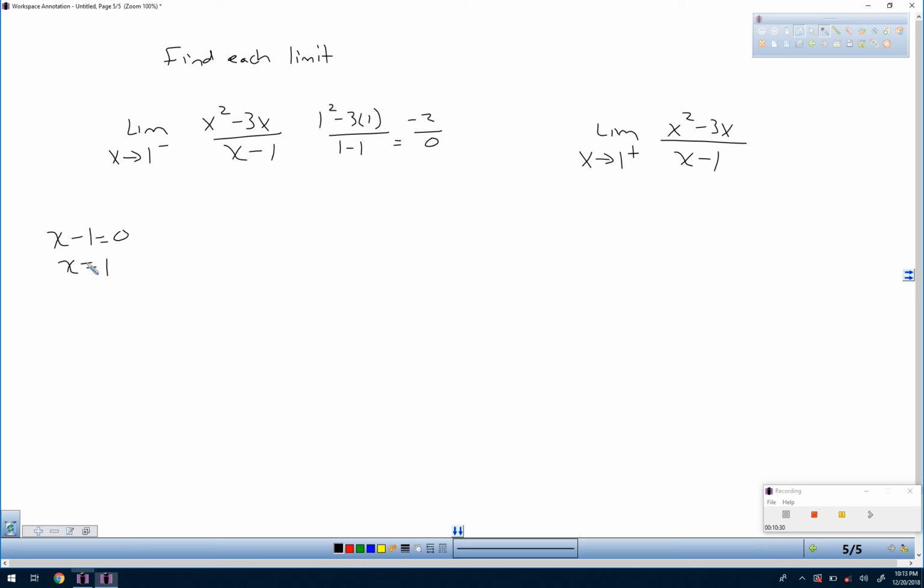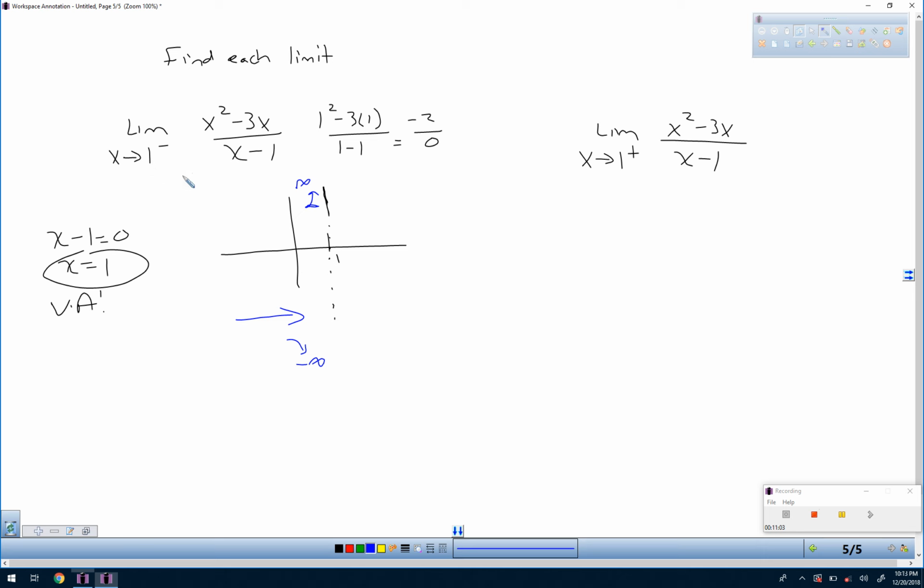The question, though, is, what is the limit of my function as I approach 1 from the left-hand side? Is it going to be negative infinity, or is it going to be positive infinity? Well, the best way to test that is simply to pick a number that's close to 1 and plug it into the function, but I want a number that's to the left of 1. So in other words, a number that's less than 1.